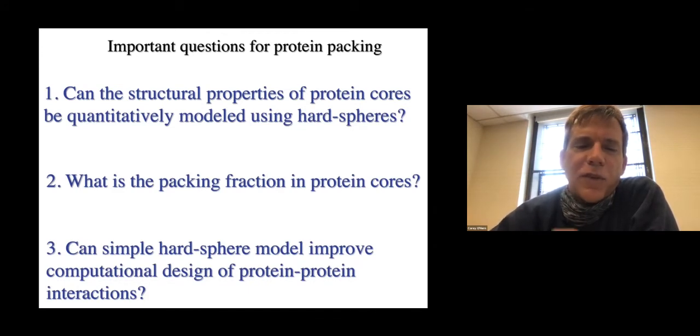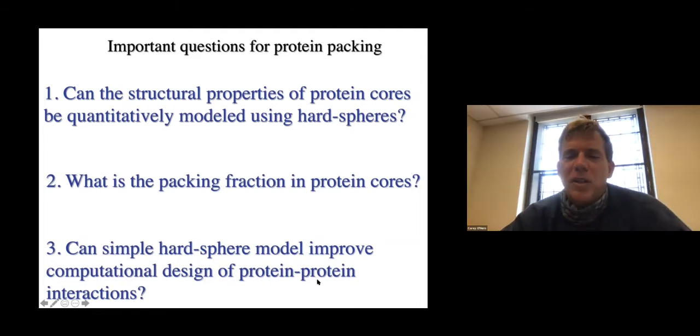And then hopefully I'll get to a little bit about computational design and computational approaches for protein structure prediction.